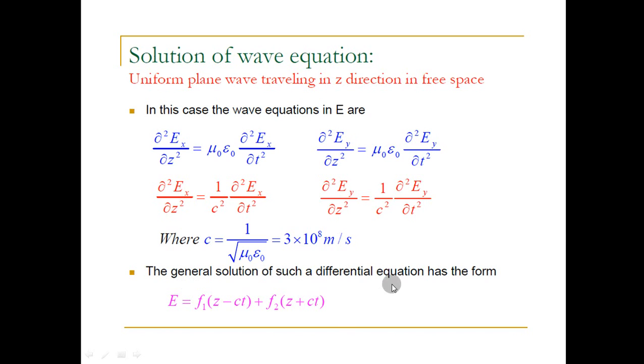Now the general solution of such a differential equation, which is a second order differential equation, has the form E is equal to f1 of z minus ct plus f2 of z plus ct. Okay, let's go to the next slide.